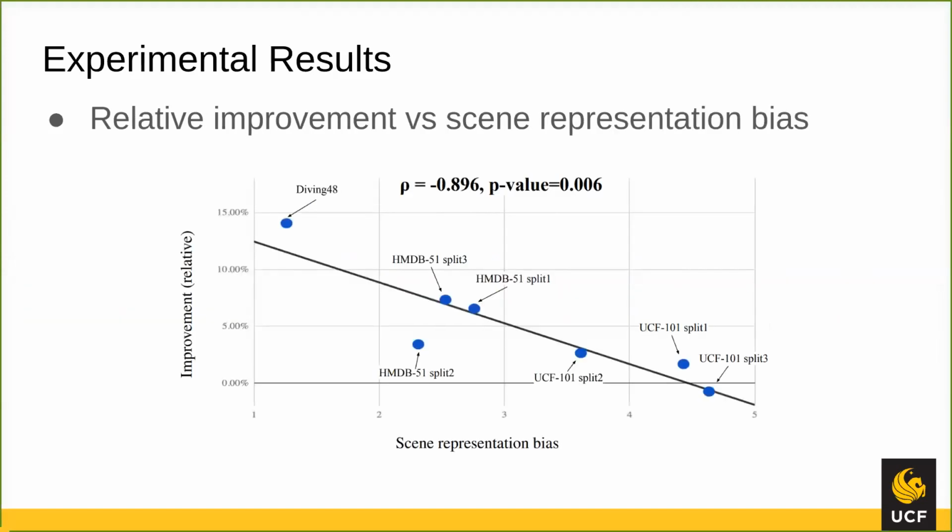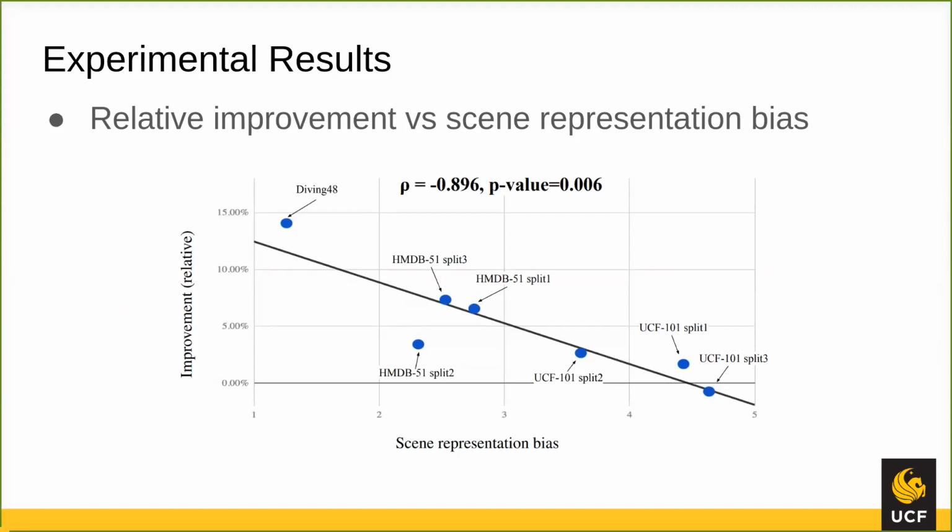And then they also looked at the results of comparing the relative improvement of their method versus the scene representation bias. So on the x-axis is the scene representation bias. The farther to the right, the more biased the data set is. And we can see that UCF 101 is on the right-hand side because it's a relatively biased data set. And then Diving 48 is on the left side because it has a bias of basically 1, with 1 being a completely unbiased data set.